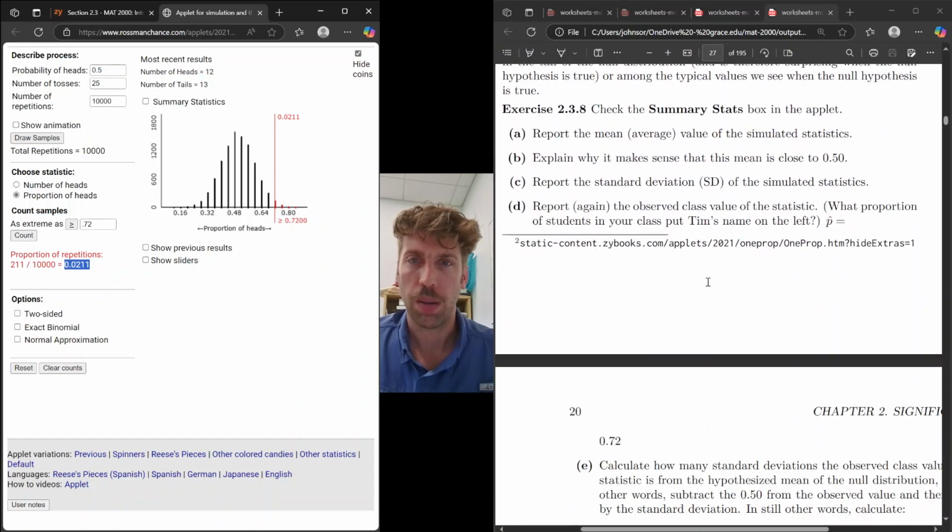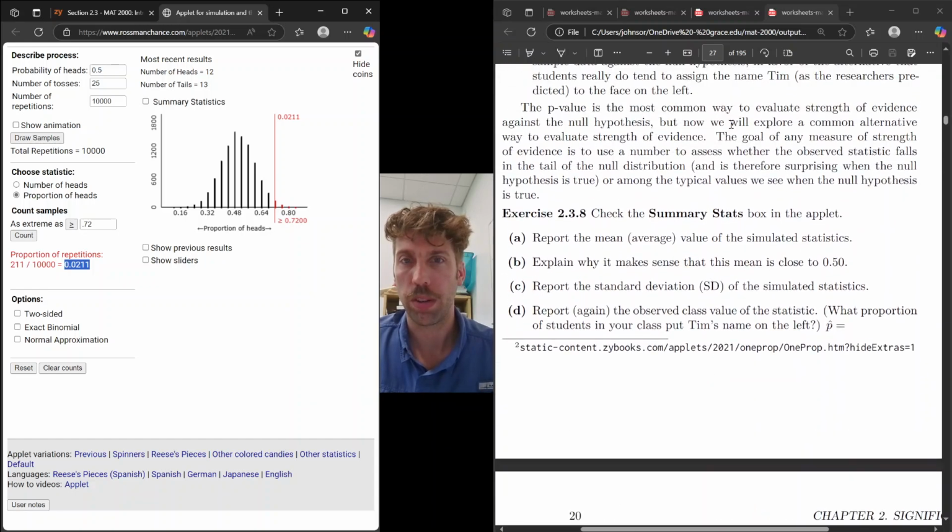The p-value is the most common way to evaluate strength of evidence. There's also a very similar way, and that is the standardized statistic. So we're going to check the summary stats. Explain why it makes sense that the mean is close to 0.5. Well, you're doing a bunch of coin flips, so you'd expect the average of all the coin flips to be about 0.5, wouldn't you? Put that into your own words.